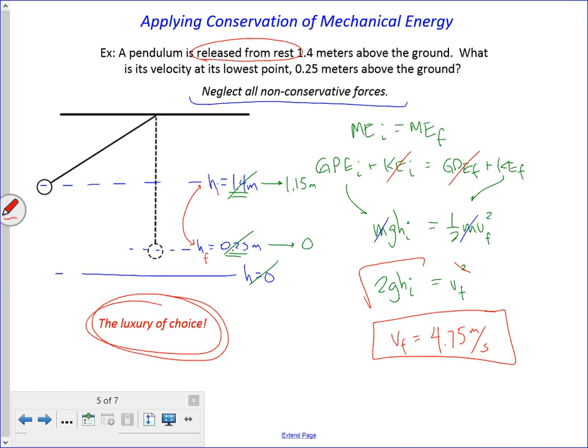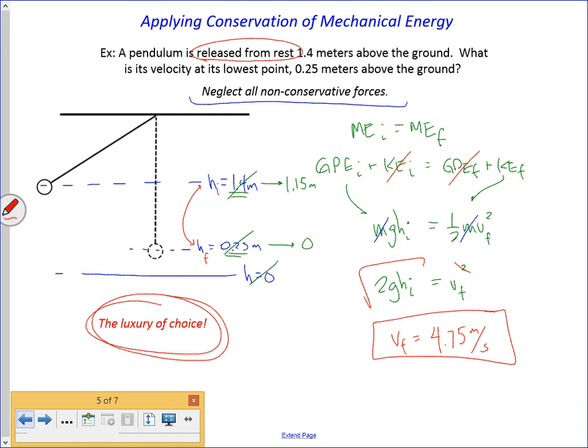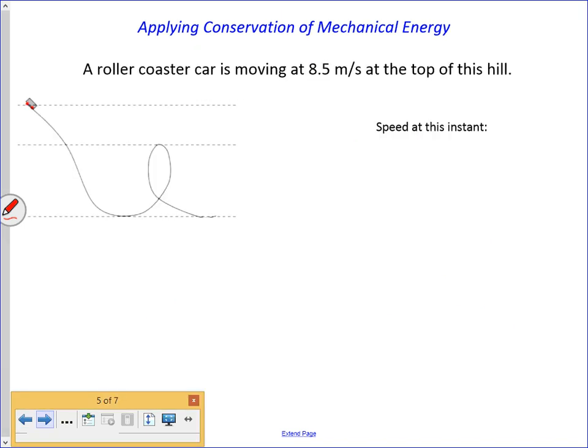Fair enough? Here's another application, a roller coaster. Now notice, folks, you're not given mass because you don't need it. It divides out of each side. If I were to ask you what the energy was at some place, you would need the mass. Energies have an m in them, but I didn't ask for an energy, I asked for a speed. The roller coaster car is moving at 8.5 at this location.